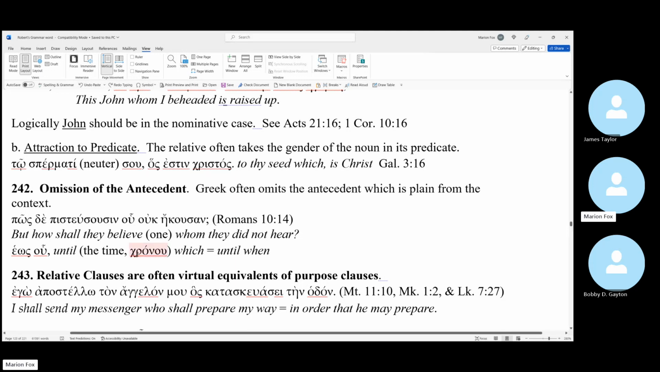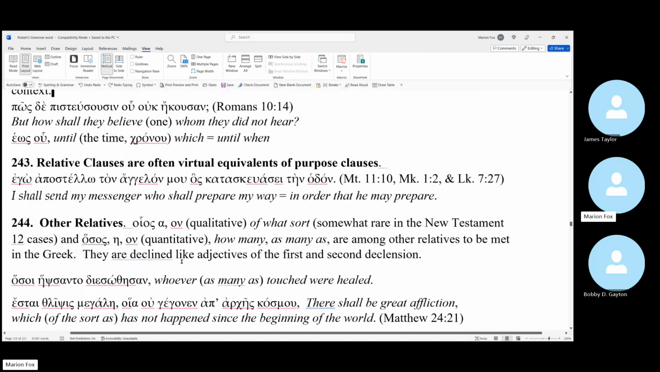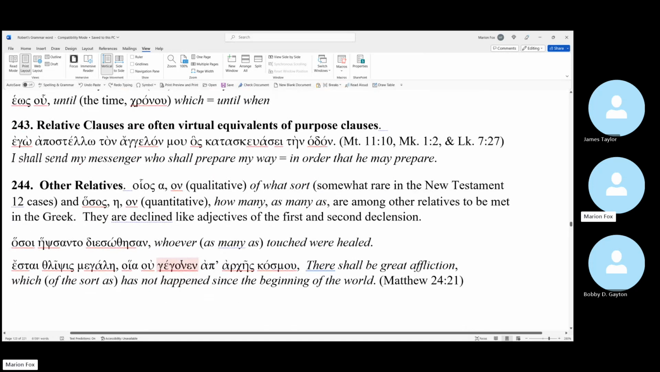Here the word chronos, time, is implied. And of course this is genitive ablative, and that's genitive ablative. Which, until when, till when. I think in Spanish it's porque, or for what reason, or for why, would be a more literal translation. Relative clauses are often virtual equivalents of purpose clauses. Now this becomes very useful. And so they can become purpose clauses. They're used as a clause that's going to modify something, so it can tell you a purpose as well.